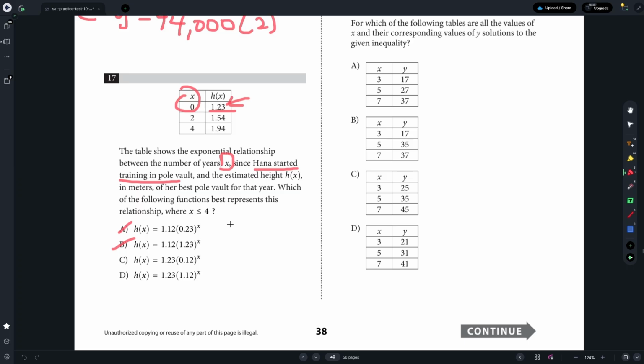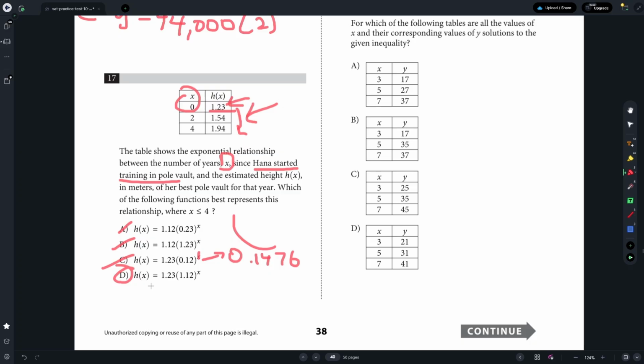Okay, so they want to know what function, right? So this function right here is actually an exponential decay, where after each year passes, her best pole vault actually decreases. So after year 1, which is X equals 1, that means her pole vault will go from 1.23 to 0.1476. That is just incorrect, right? Because the graph here clearly shows an increase in her abilities to pole vault, right? So we know C is wrong. So now we know D is the answer.